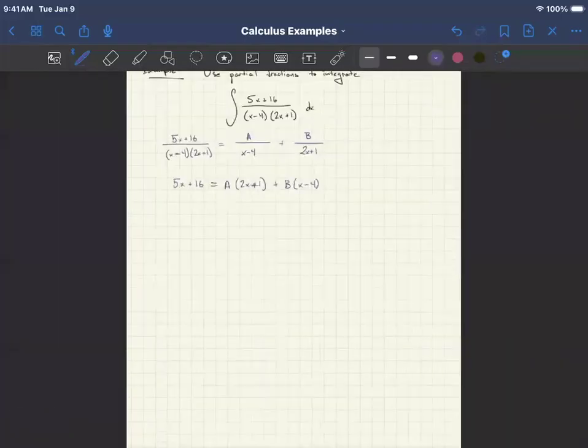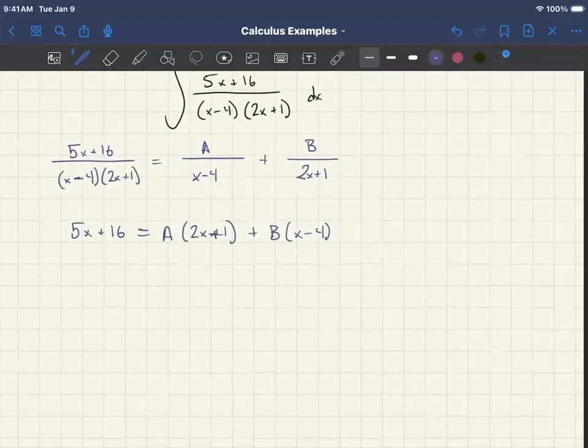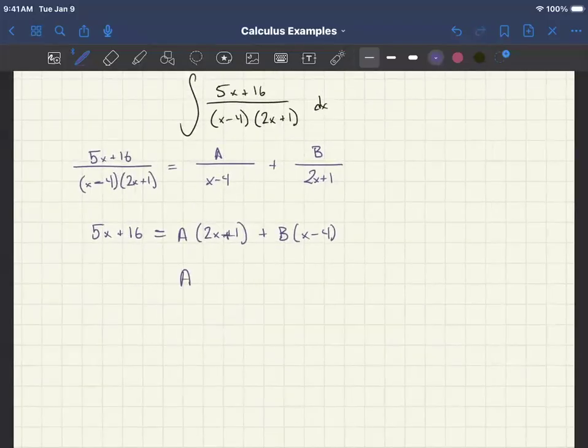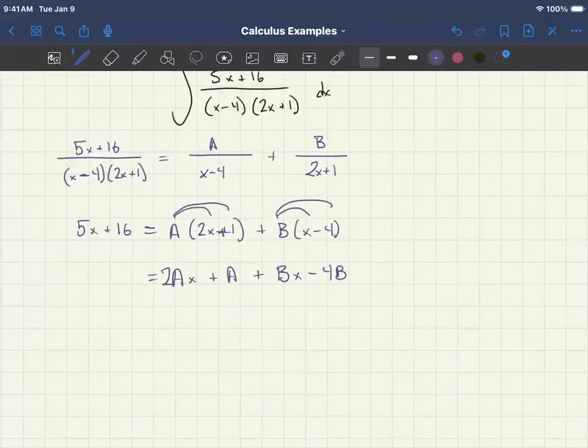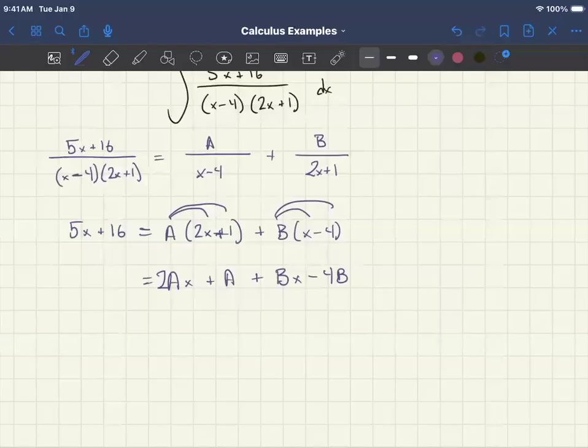We're going to rewrite this a couple times. So let's first start off with 2Ax plus A. We're going to distribute that A throughout. We are also going to distribute our B throughout, plus Bx minus 4B. The way to think about this is you're going to put your number first, then your capital letter, and then any x values afterwards. One last time, we're going to rewrite this.